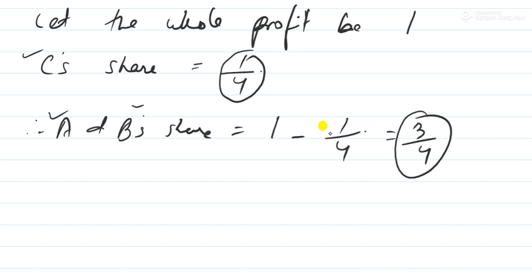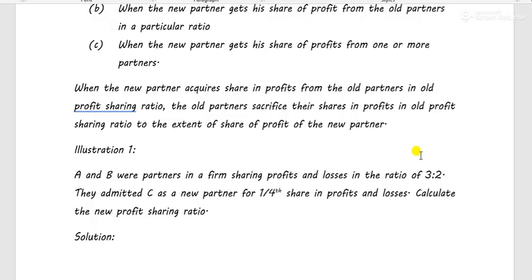Now the task is that from this 3 by 4, we have to separate the share of A and we have to separate the share of B, means we have to extract the answer from this 3 by 4. Okay, now comes the terminology, this one.